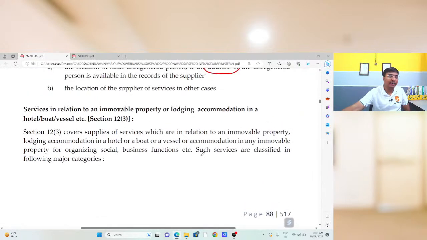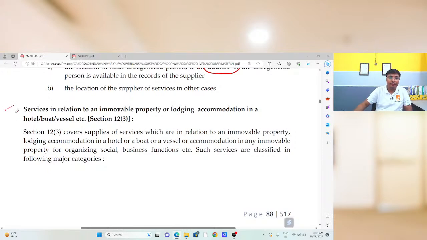Now we are going to start our discussion on certain specific situations, and in these specific situations, how we are going to decide the place of supply, what will be the place of supply, we are going to discuss one by one. Once confirm in the chat box that the general principle is okay for each and everyone.